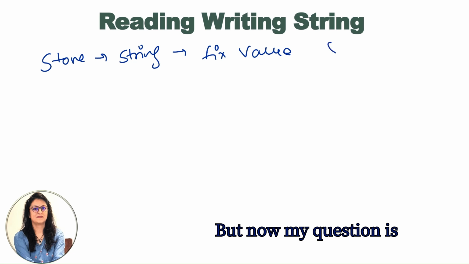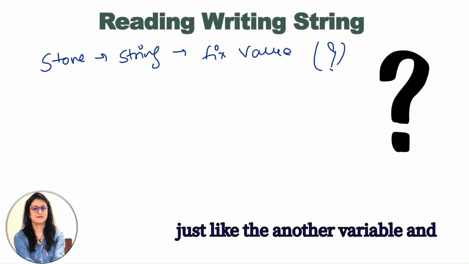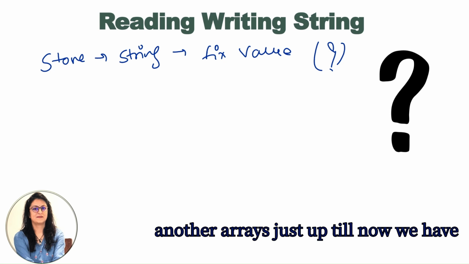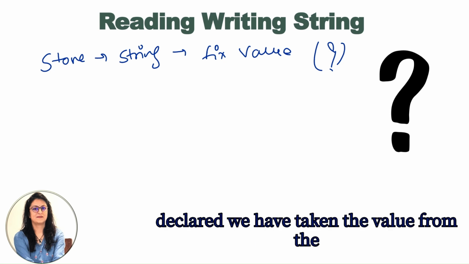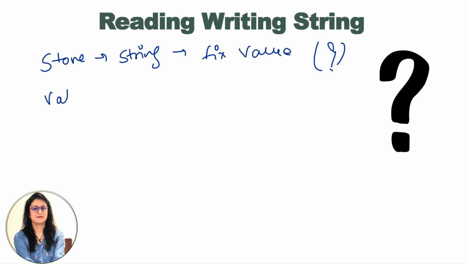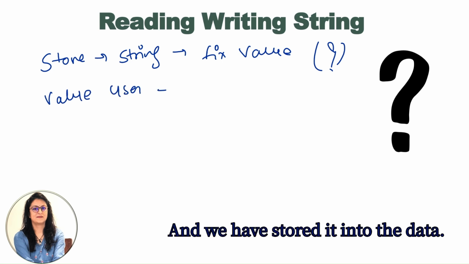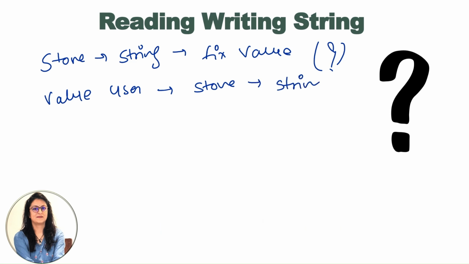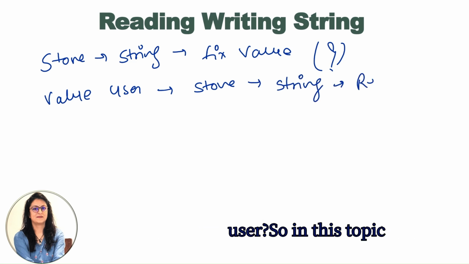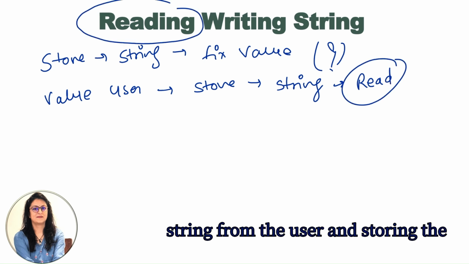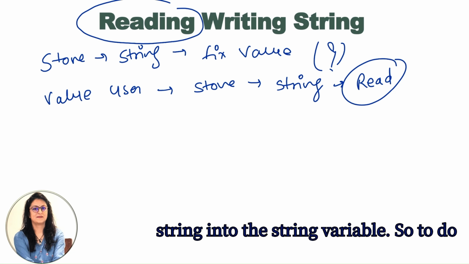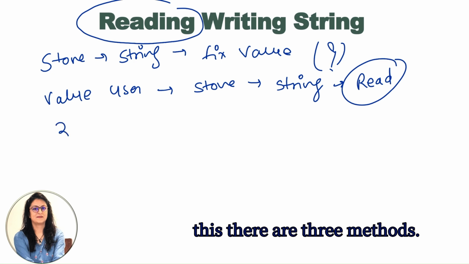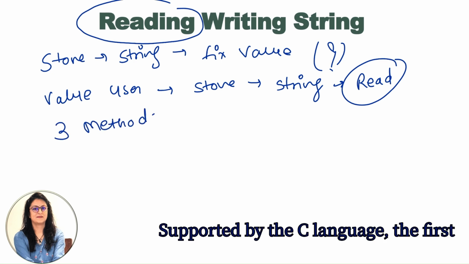But now my question is, just like the other variables and arrays, up till now we have declared them, taken the value from the user and stored it into the data. Here we want to store it into a string. So how can we read the value from the user? In this topic, we are going to learn reading a string from the user and storing it into a string variable. To do this, there are three methods supported by the C language.